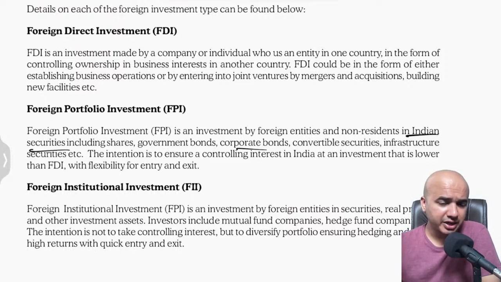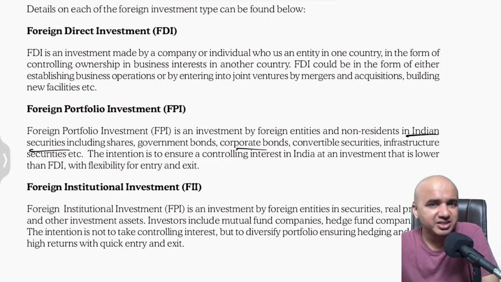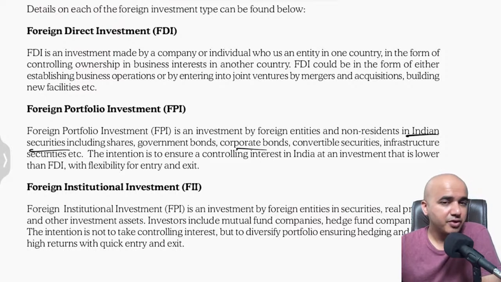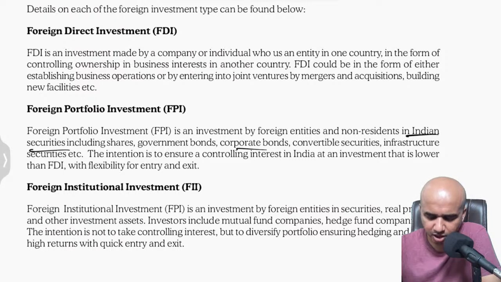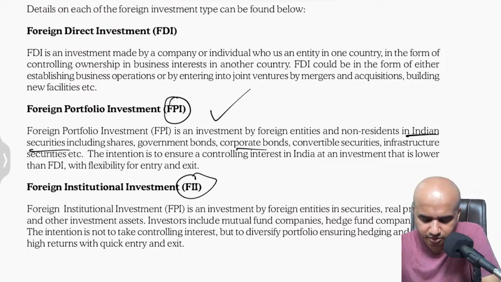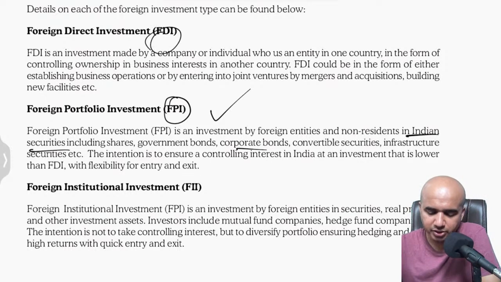The intention is to ensure a controlling interest in India at an investment that is lower than FDI. See, if you want an easy exit and entry, then better to invest in shares. Just buy the shares from market and you can any time exit from that by selling the shares. That's all. But if you have to invest as FDI, then the entry barrier will be there, exit barrier will be there. So there will be hundreds of procedures which you need to follow. So to overcome this, we have FPI. People who want an easy route, they can simply select FPI. Those who really want to think in terms of long term, so they will choose for FDI.